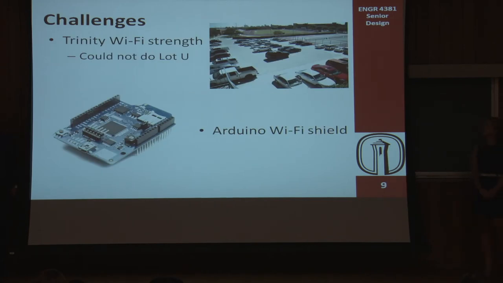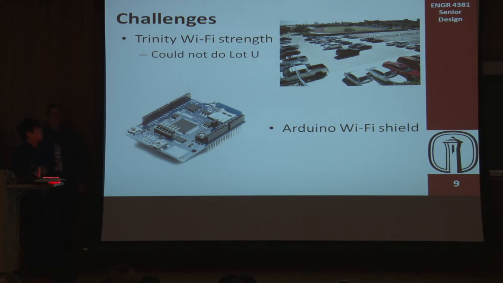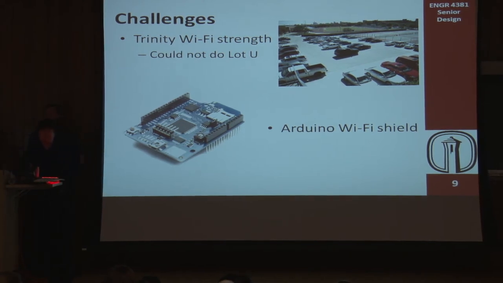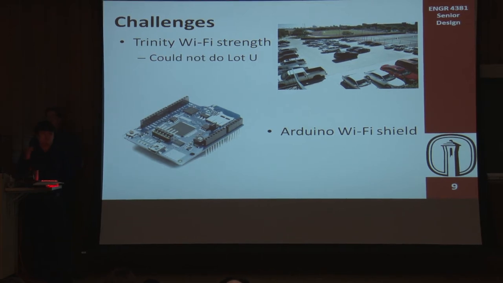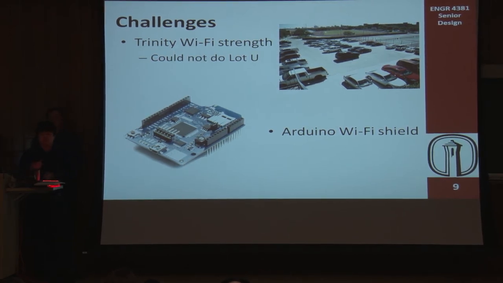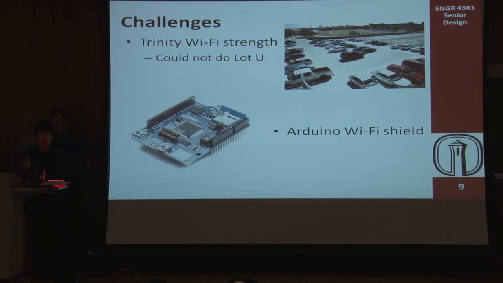Now, one of the challenges that ended up affecting our final design was the Trinity Wi-Fi strength at the pool. The camera is very reliant on the Wi-Fi signal. It needs a strong signal in order to keep projecting images and transferring them to our main computer. In the end, even with ITS's help, even when they turned the signal higher, we still could not get sufficient Wi-Fi strength at the pool. So in the end, we had to cut lot U from our scope.